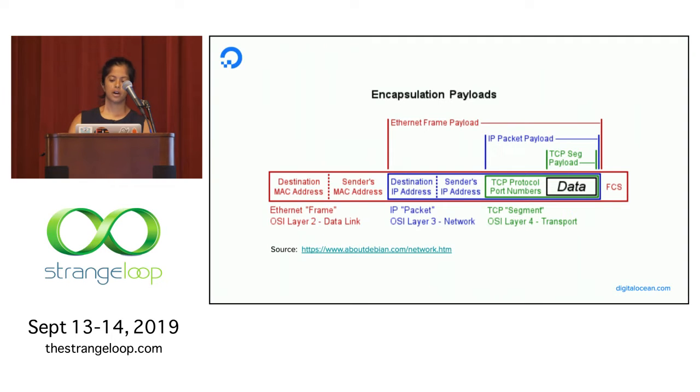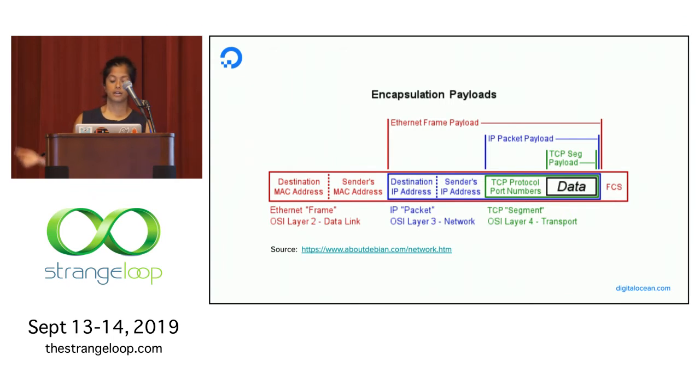So in our segment, we've got our TCP segment payload, we've got our protocol port numbers in the header. But if we move down one more layer to layer 3, or the IP layer, we're now dealing with an IP packet. And so that entire TCP segment is shoved into the IP packet payload, and our layer 3 header has the destination and source IP address.